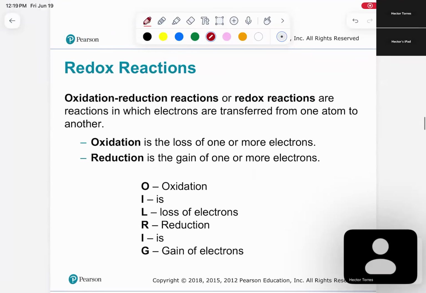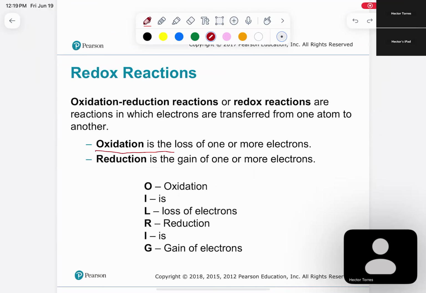So for redox reactions, this has to do with oxidation and reduction. That's why we call it redox, reduction and oxidation. Now what does oxidation stand for? Oxidation is the loss of one or more electrons, and reduction is the gain of one or more electrons. We saw before that we had those ions, some of them gained electrons, some of them lost electrons. In this one, we're looking at reactions and where the electrons are moved. Either one atom loses electrons or one gains them. That's what we're looking at in oxidation and reduction.